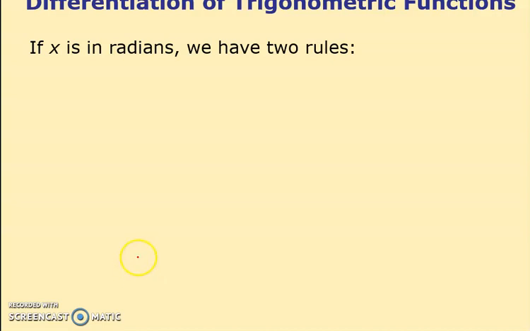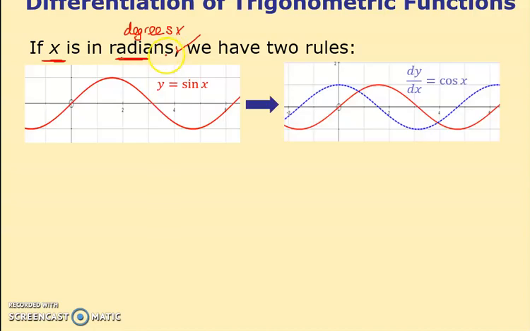Now some rules then. If we differentiate trig functions, first of all, x, the angle, has to be in radians. That's why I mentioned radians at the start. If it's in degrees, you can't do what we're about to do. So degrees is a no. You can only differentiate and integrate in radians. And we have two rules.